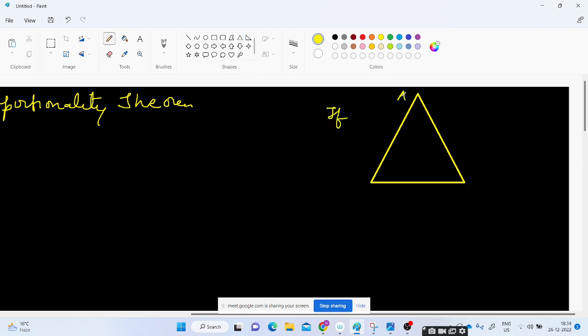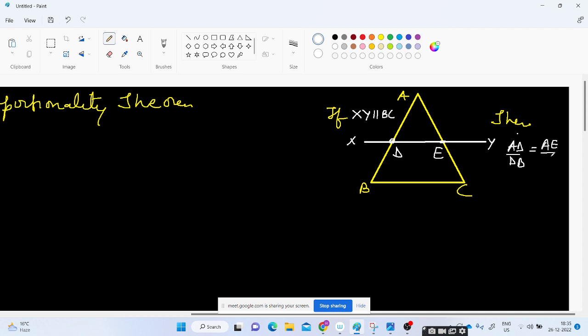So if one line is parallel, if XY is parallel to BC, then AD upon DB is equal to AE upon EC.